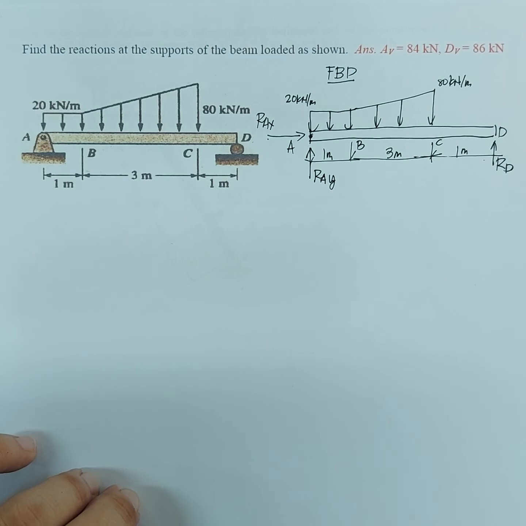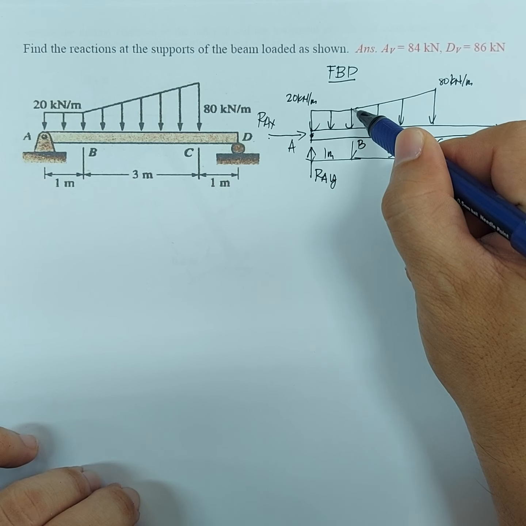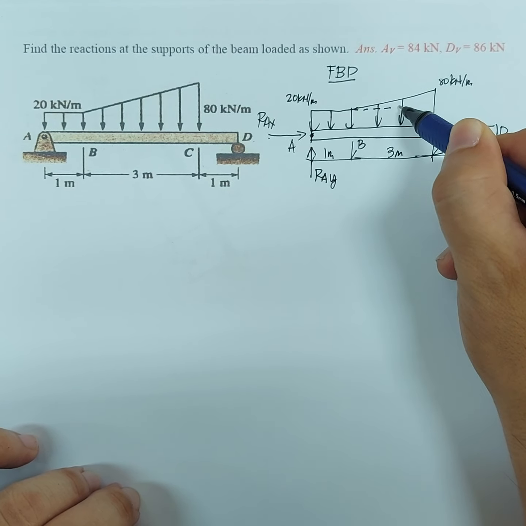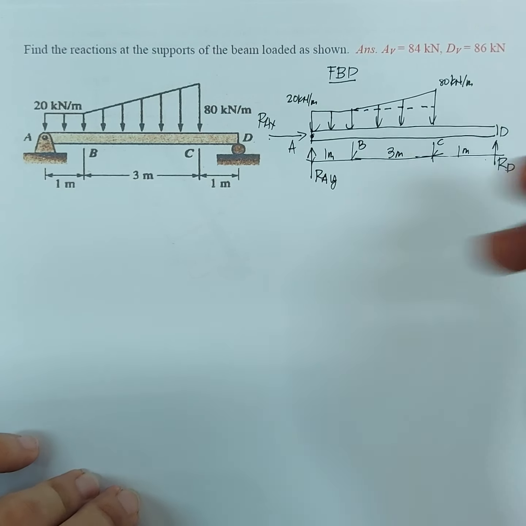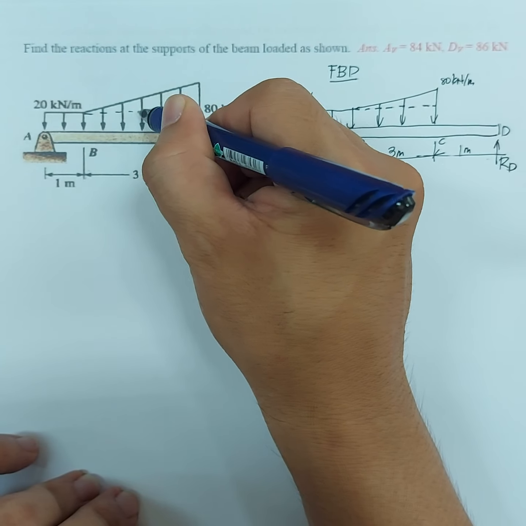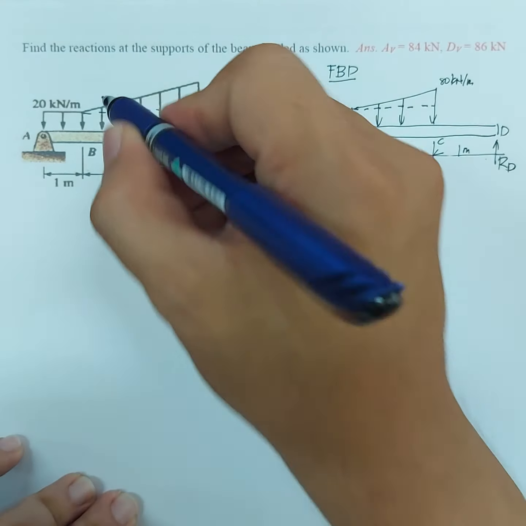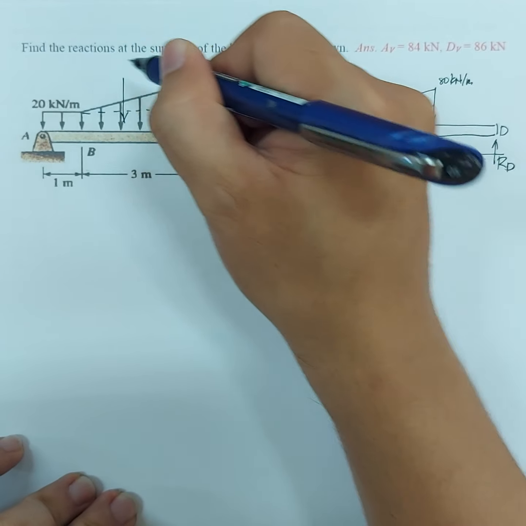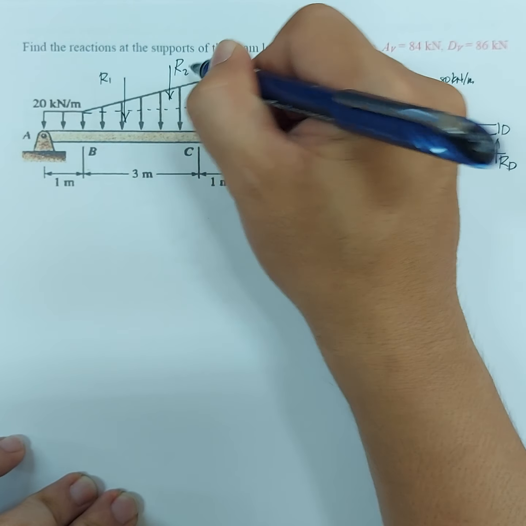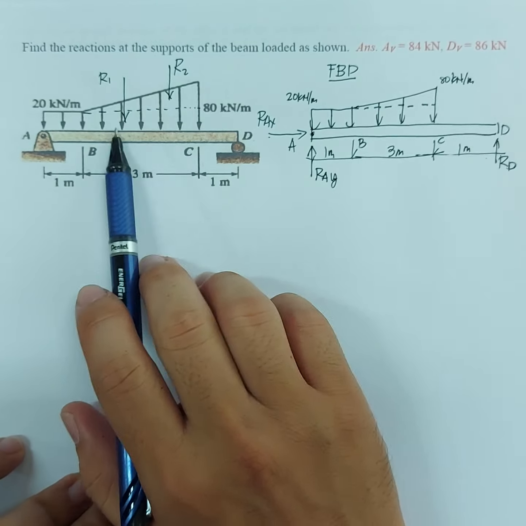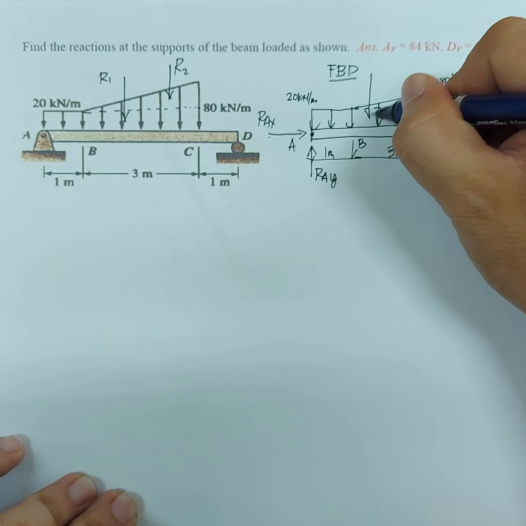Okay? Since distributed normal loads ito, kailangan nating i-solve yung resultant. So, i-divide na lang natin into two. Dalawa na lang. Isang triangular loading tsaka isang rectangular loading. Okay, so this is, let's say, R1, R2. Subukan natin yung R1 and R2.